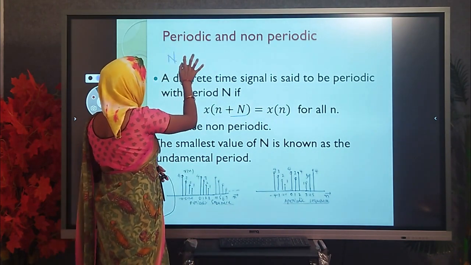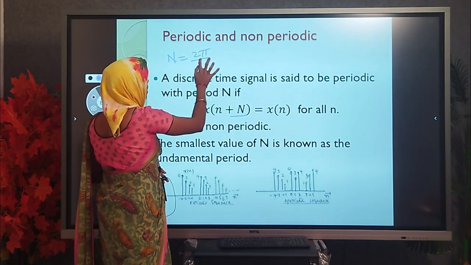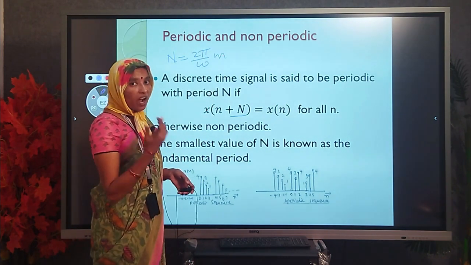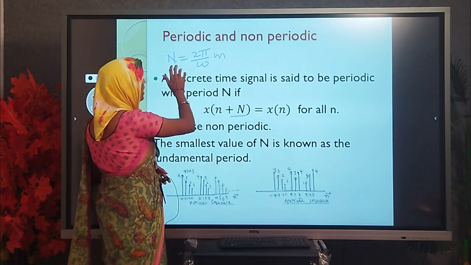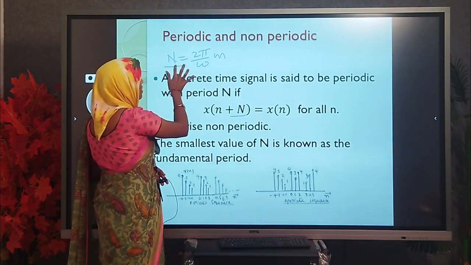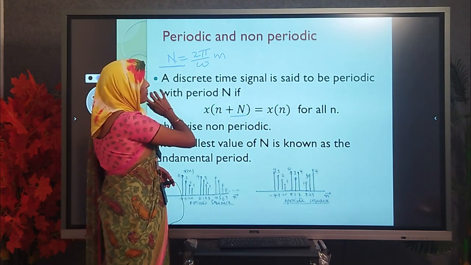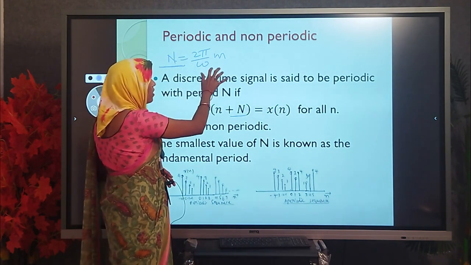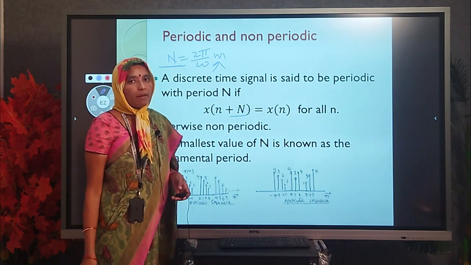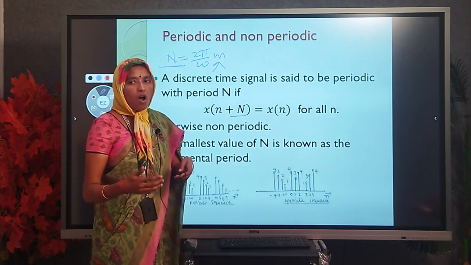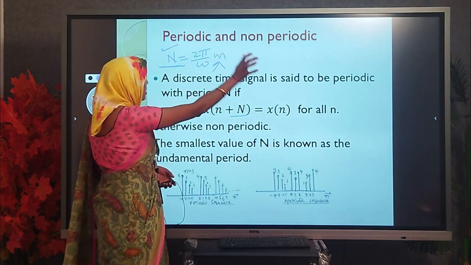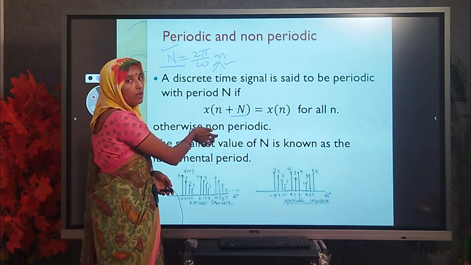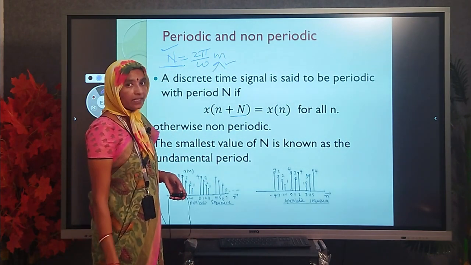Fundamental time period capital N equals 2 pi by omega into one integer. So here we have to find the fundamental time period. To make this capital N an integer, we have to choose the value of small m, that is, for what value of small m capital N becomes an integer. In that manner we have to choose small m to make capital N an integer.